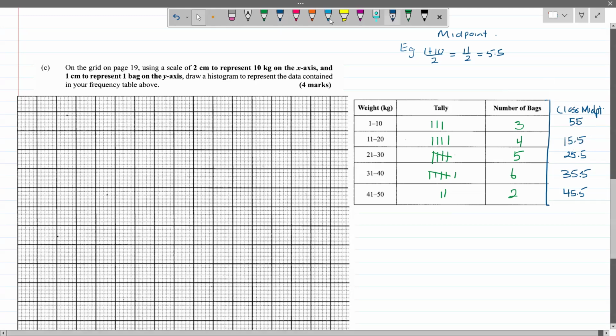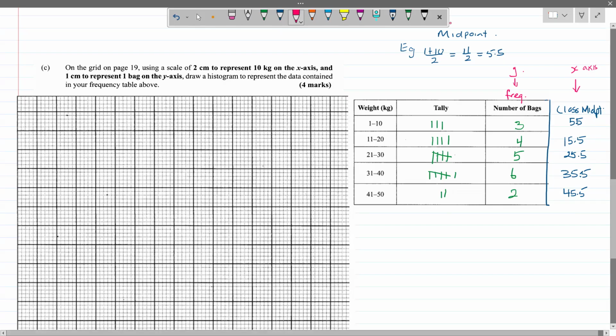So these are my midpoints. I am plotting my midpoints on my x-axis. And this here is what we call our frequency. This is how frequent this particular observation of a bag being between the weight of 1 to 10 occurs. This is going to go on my y-axis. Now they gave us a scale to use. So 2 centimeters, every one of these blocks is 1 centimeter on our graph.